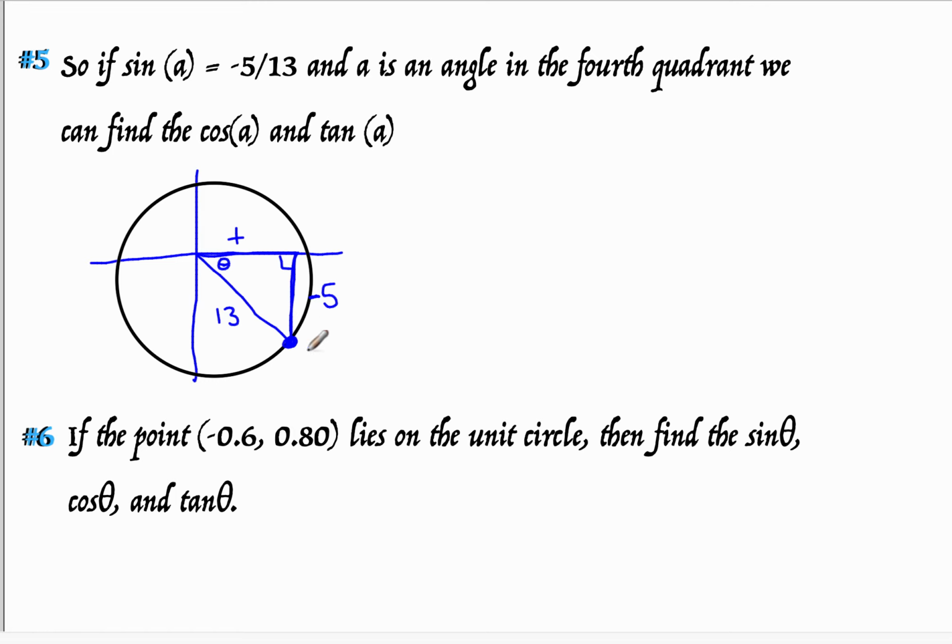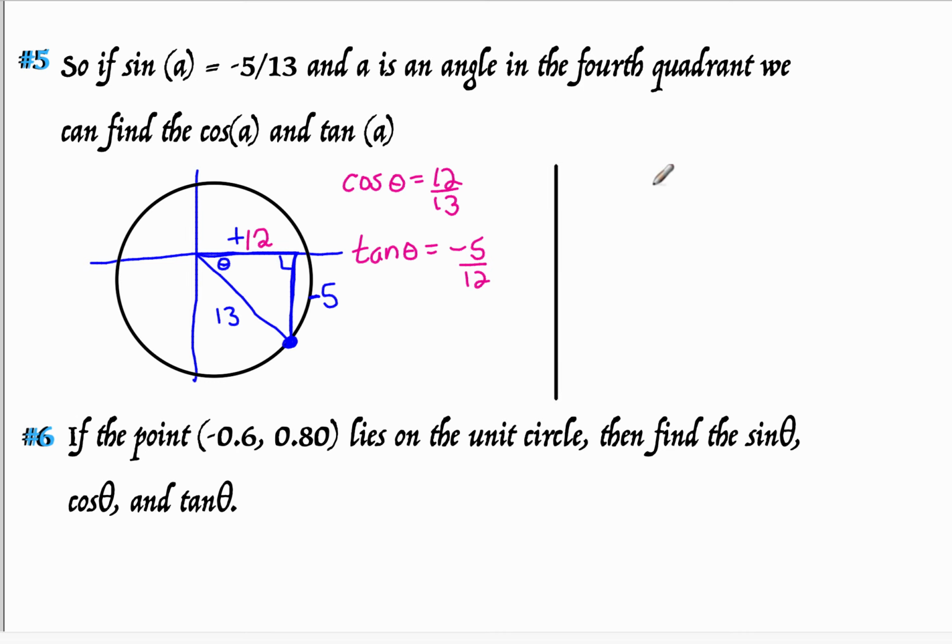Well, this is pretty easy to do. I can just do Pythagorean's theorem to find this side over here. Hopefully we know by now that that's 12, and this became a very easy problem to do. Well, then the cosine of this angle is 12 over 13, and the tangent of this angle is opposite over adjacent. Well, that's one way to do it.